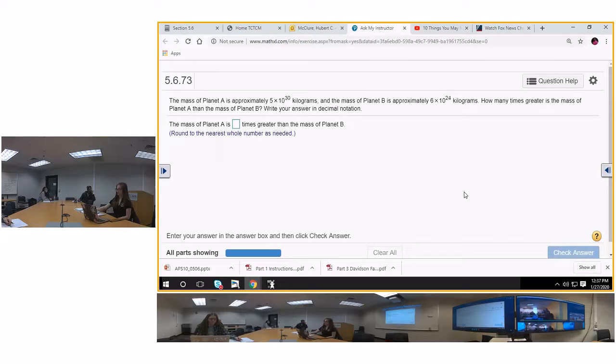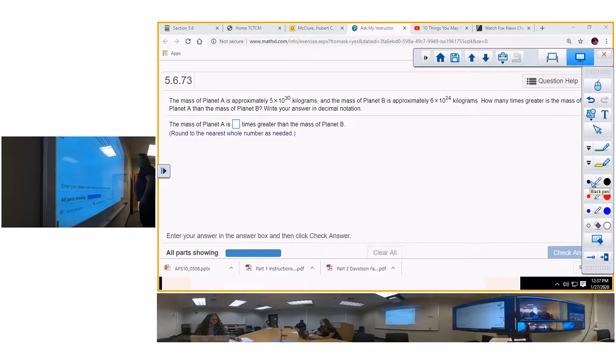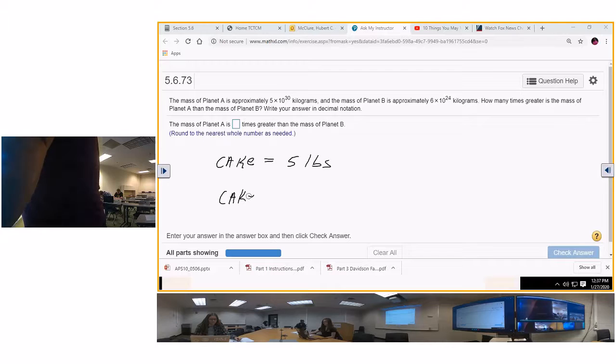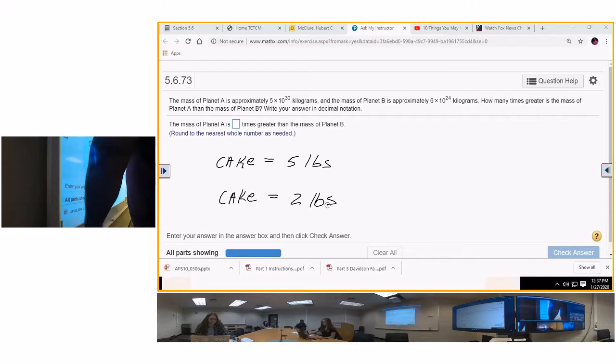Okay, think about it. If you have two things, and this is a critical thinking drill. I have a cake, and this cake that I made weighs 5 pounds. Somebody else makes a cake, and it weighs 2 pounds. How much bigger is my cake than the other cake? 3 pounds. How'd you get that? 5 minus 2 is 3.